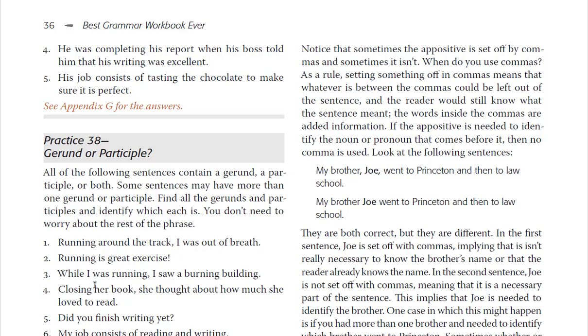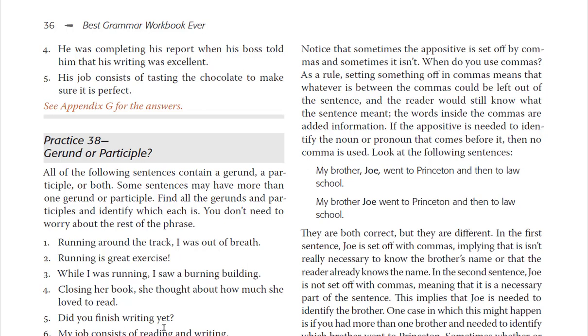"While I was running, I saw a burning building." While I was running, this is past progressive, I saw a burning building. So burning is a participle that acts as an adjective that modifies building. "Closing her book, she thought about how much she loved to read." So who closed the book? She did. So closing her book modifies she, so therefore it's a participle.